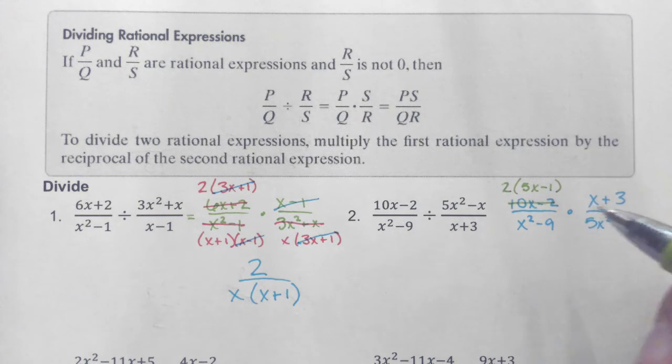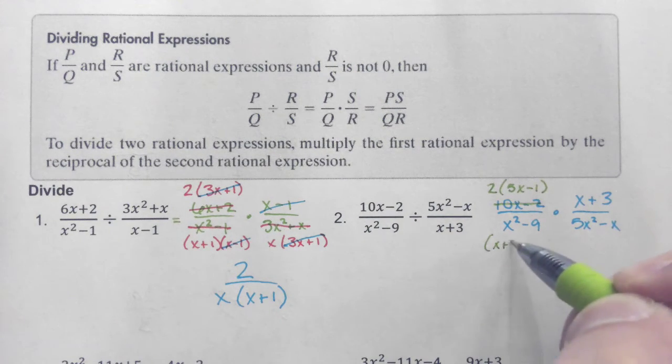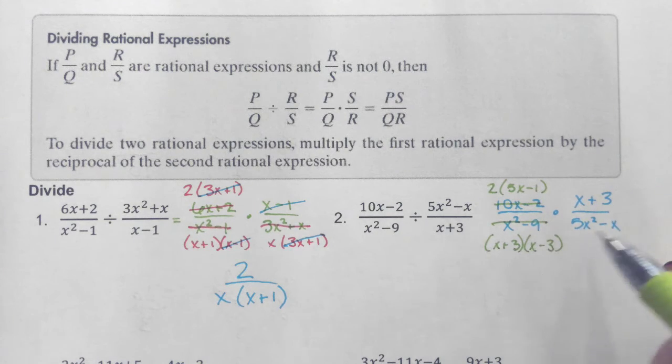That one doesn't factor. This one's a difference of squares. It's going to be x plus 3 times x minus 3. This one has a GCF of x, going to leave you with 5x minus 1.